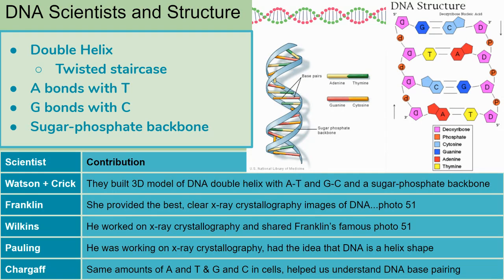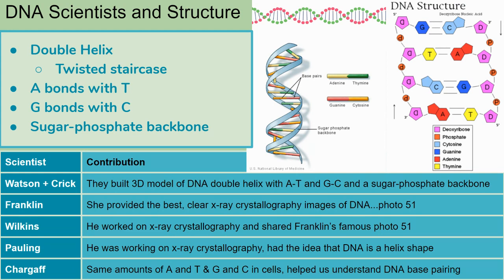Now, two other scientists who were important in the discovery of DNA were Pauling and Chargaff, but they were a little less directly involved. So, Linus Pauling was a scientist who was in California, and he was working on X-ray crystallography, and he came up with that idea based on his images that DNA is a helix or twisted staircase shape. But he thought that it was going to be a triple helix with three backbones. So he kind of had it wrong. He wasn't able to solve the shape of DNA because he didn't know that it was just going to be a double helix, which is what Rosalind Franklin's images showed.